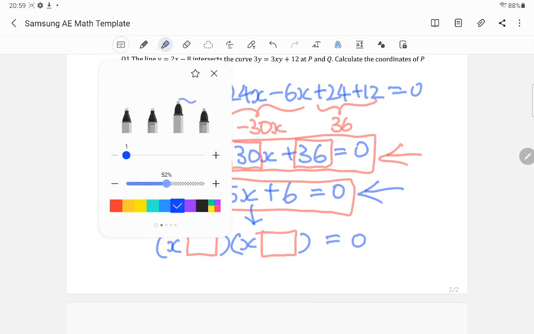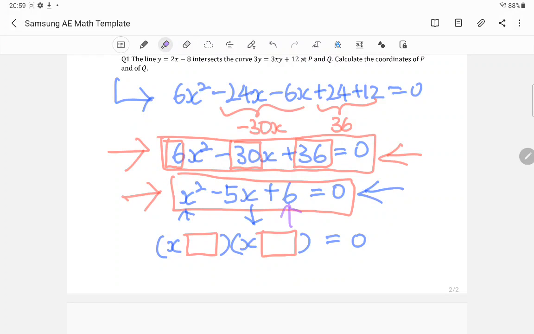What we are going to do is look at this constant over here. This constant is actually 6. So basically, what times what equals 6? We have 3 times 2 equals 6. We have minus 3 times minus 2 equals 6. So over here, I am going to try minus 3 times minus 2 equals 6. So I'm going to write it over here, minus 3 and minus 2. You can see that minus 3 times minus 2, in fact, equals 6.